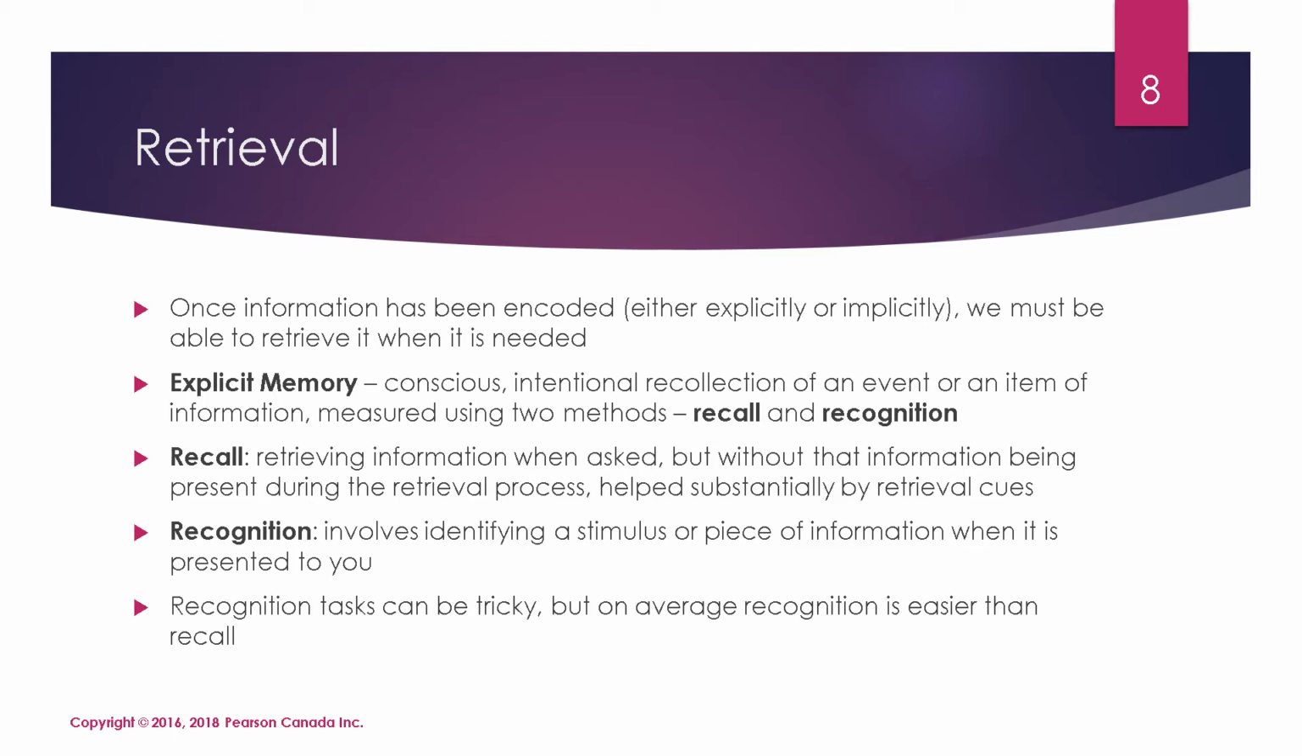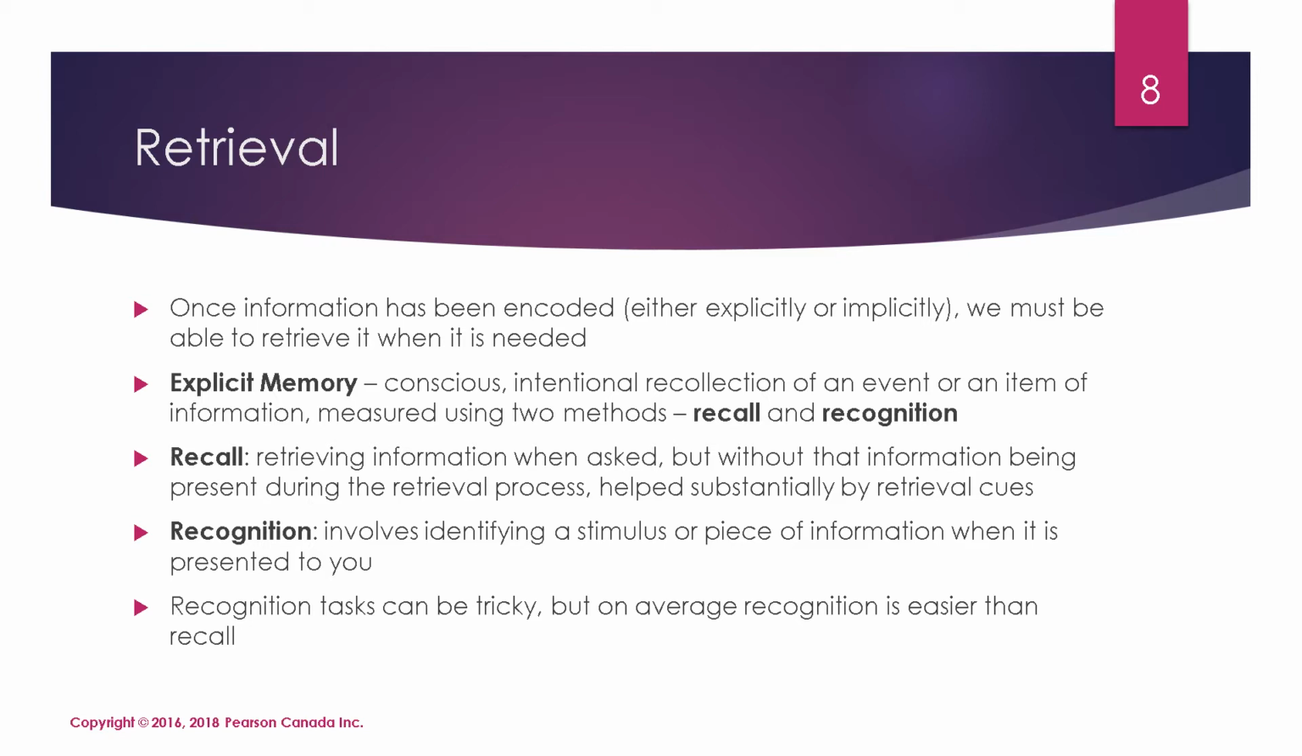So regardless of whether it was encoded explicitly, on purpose, like when you're studying for a test, or implicitly, just daily life events that you keep in your mind even if you don't try to, we must be able to retrieve it when it is needed. With respect to explicit memory, which again is the kind of information that you can explicitly state that you have, it relates to those declarative memories we talked about in the last module. So explicit memory refers to the conscious, intentional recollection of an event or an item of information, which is measured using two methods.